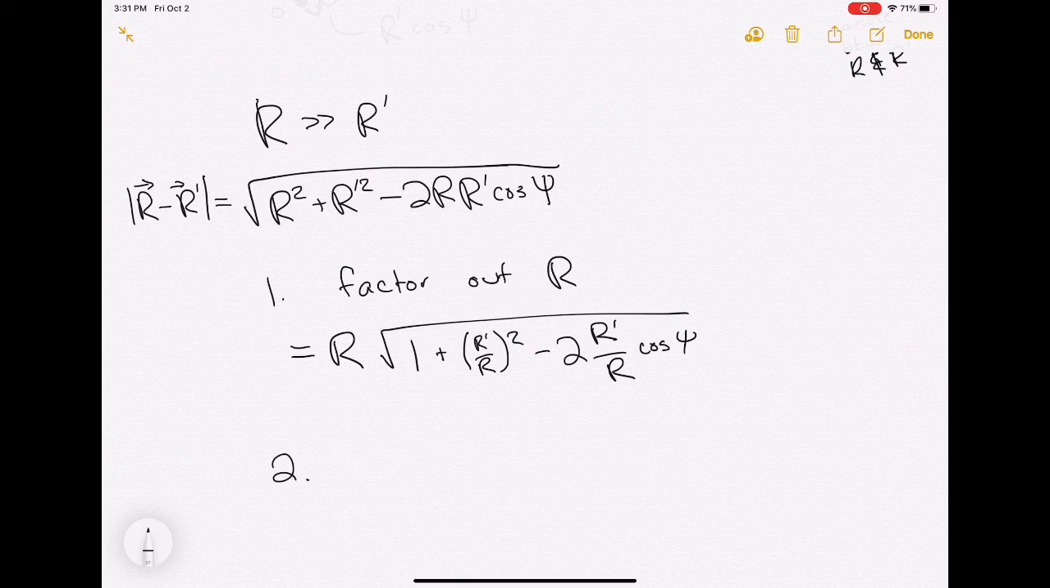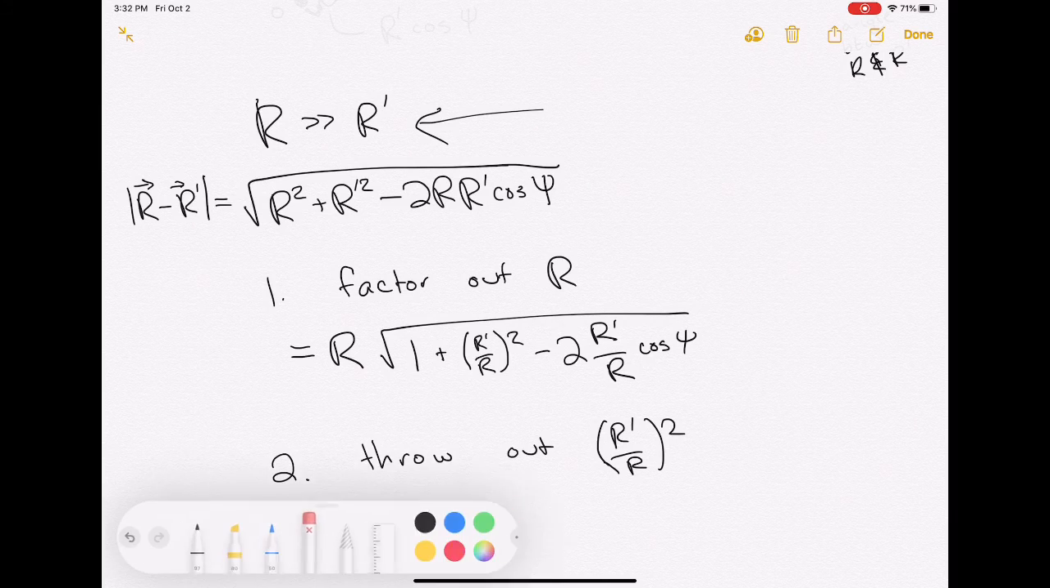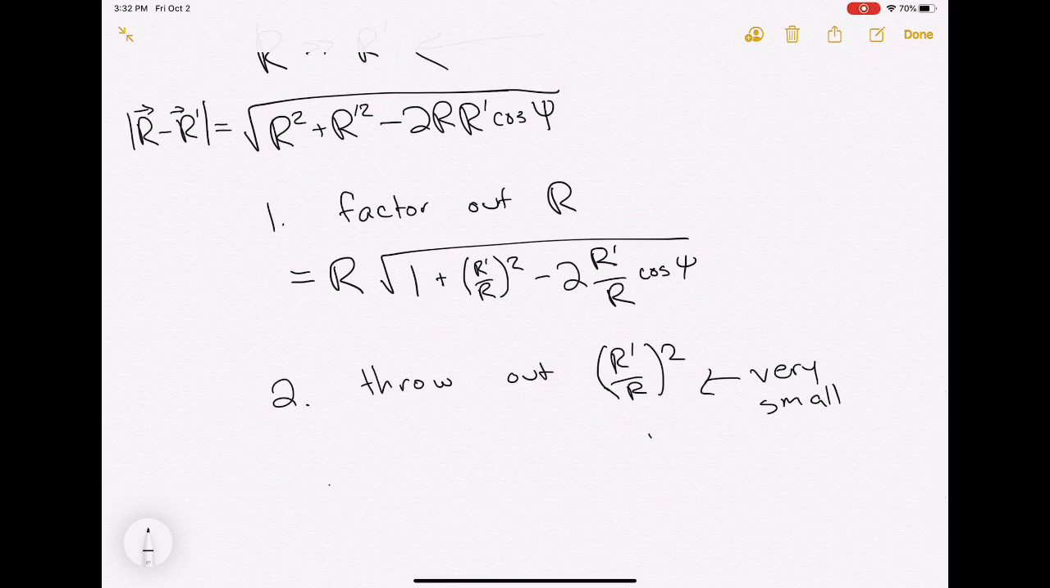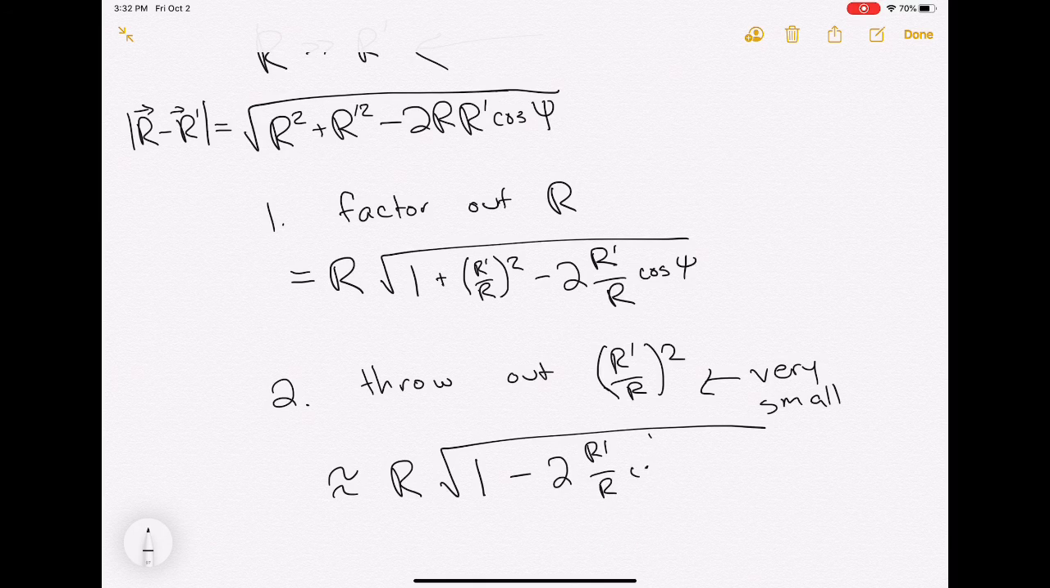Step 2, we make our first approximation. Throw out r prime over r squared, because we have said that r is much greater than r prime. We want to care about small scale variations, because we have this phase term to deal with, but this term is very small and is going to be dominated by the r prime over r term that's not squared. So then, this is an approximation, we end up with r times square root of 1 minus 2 r prime over r cosine psi.